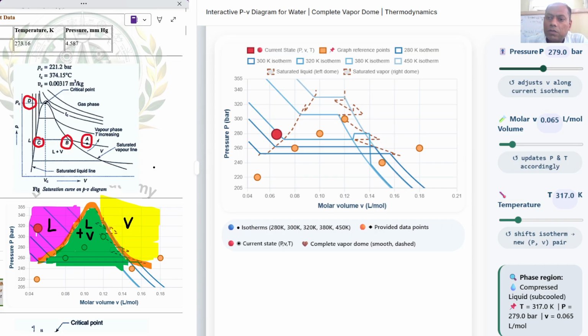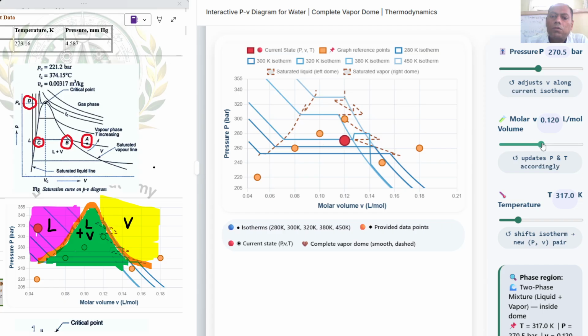Now in the animation, when we have a very small volume, just increase the pressure, taking a path in this way. When you are increasing the pressure, see how it increases. The red dotted line is moving along a path like this.